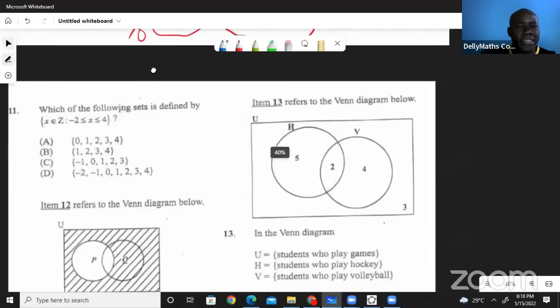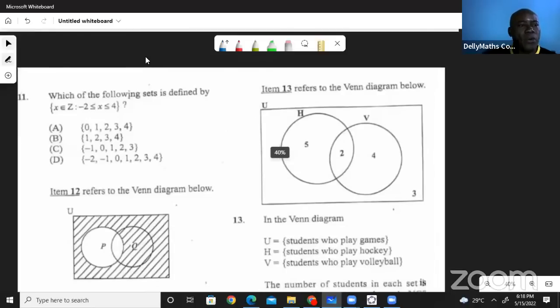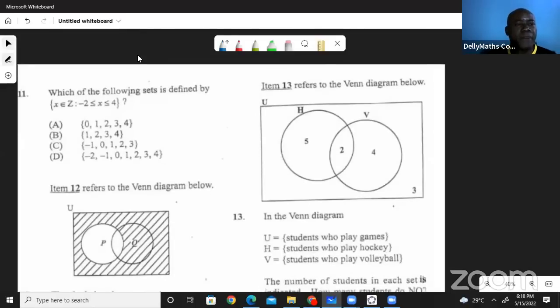We're going to question 11. Let's see what question 11 says. It says, which of the following sets is defined by x is an integer such that, reading from the middle section here, x is less than or equal to 4 and x is greater than or equal to -2. In other words, we're coming from -2 all the way up to 4. So we want to think about that.